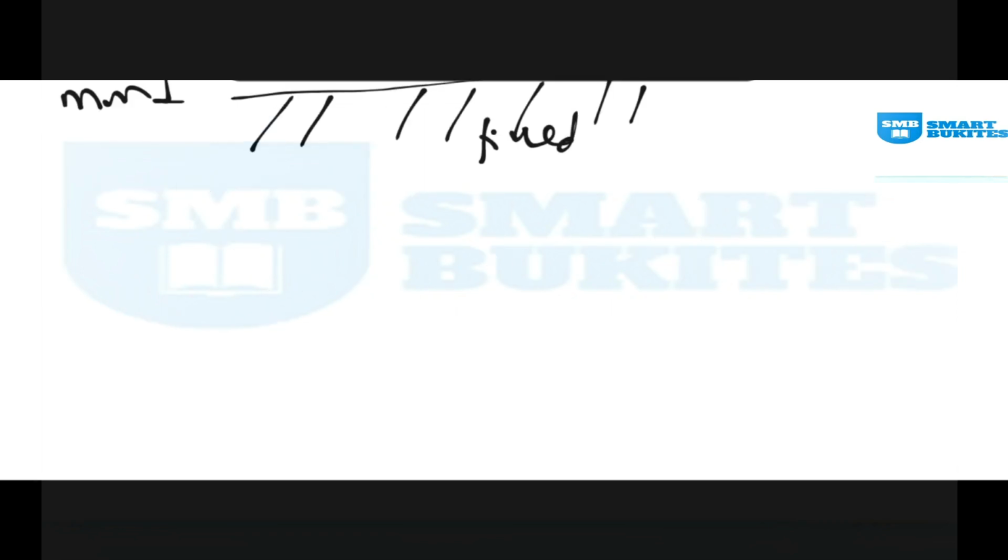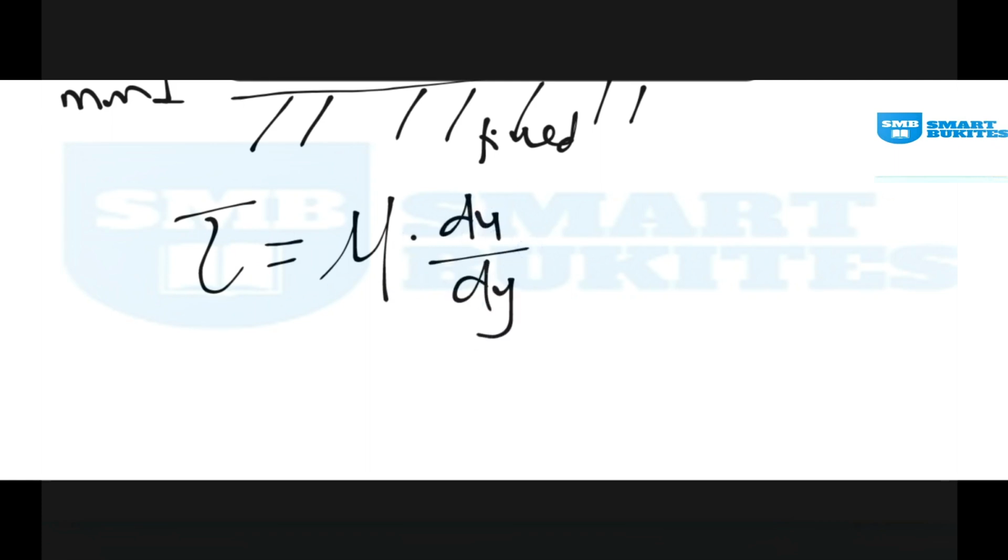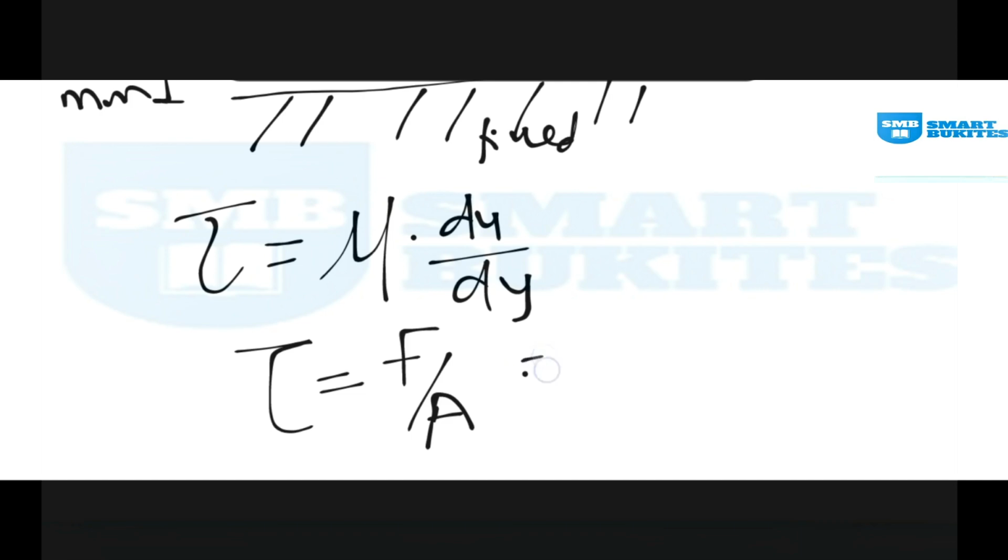So we know that Newton's law of viscosity says the shear stress, which is tau, is equal to mu, which is the symbol for the dynamic viscosity, times du by dy, which is the rate of shear strain. And we know that it's force per unit area, and we are told that the force given for the plate to be moving is 2.2 Newton per meter square, since it's per unit area.